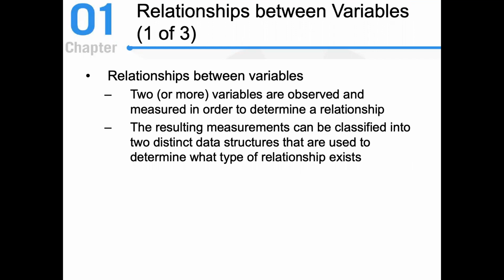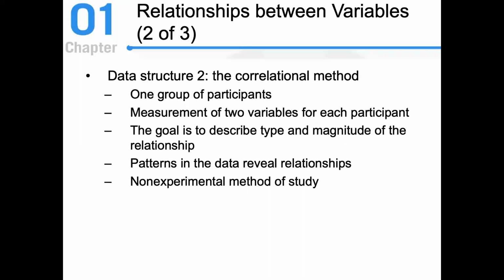Relationships between variables. If two or more variables are observed and measured in order to determine a relationship, the resulting measurements can be classified into two distinct data structures that are used to determine what type of relationship exists. So if we look at the correlational method, one group of participants measure two variables. The goal is to describe the type and magnitude of the relationship, patterns in the data reveal relationships, and it is a non-experimental method of study.